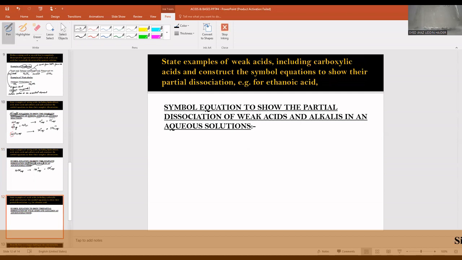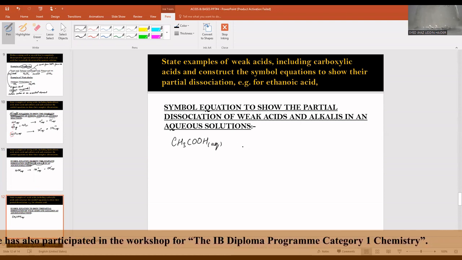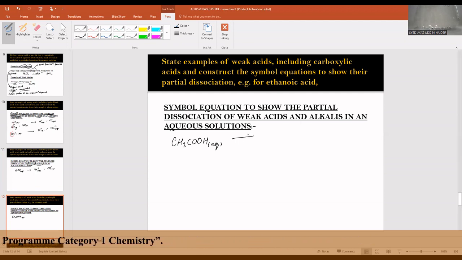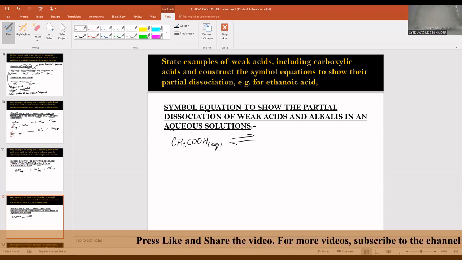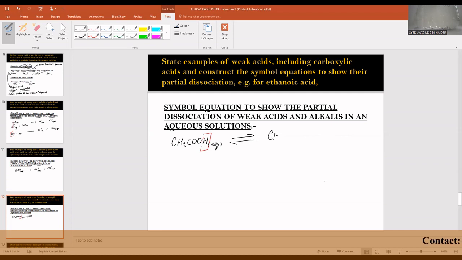Now let's construct the equation to show the partial dissociation in weak acids and weak alkalis. For weak acid, I have taken ethanoic acid, CH3COOH. Now, in this case, you have to show a reversible sign because the ions produced rejoin or recombine to give the molecule of acid. And in case of acid, the dissociation will be from this side for organic acid. And you will get what? You will get CH3COO minus aqueous plus H positive aqueous.